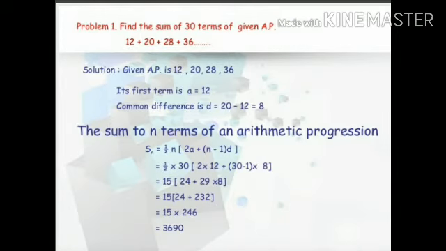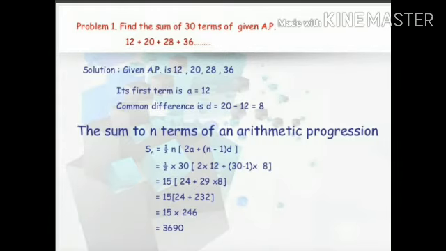First one, find the sum of 30 terms of the given AP. The AP is 12 plus 20 plus 28 plus 36 and so on. Dear students, it is a series. So the given AP is 12, 20, 28, 36. Here the first term is a, that is 12, and the common difference is d, that is 8. How? A2 minus A1, 20 minus 12 equals 8. So now, dear students, the number of terms n is also given, that n is 30.